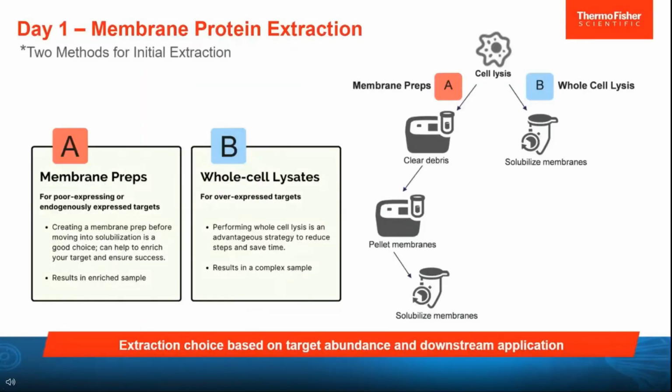When looking to extract membrane proteins, you must first decide whether a membrane prep is needed or if you can simply do a wholesale lysis. If you have a target that's overexpressed, it may be advantageous and save time by performing a wholesale lysis, as it can eliminate many steps and reduce the time spent in the extraction process. However, if your target does not express well or is endogenously expressed, then creating a membrane prep before moving into solubilization is a good choice, as this can help enrich your target and ensure success.